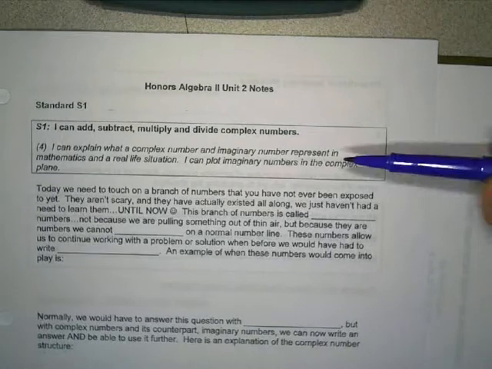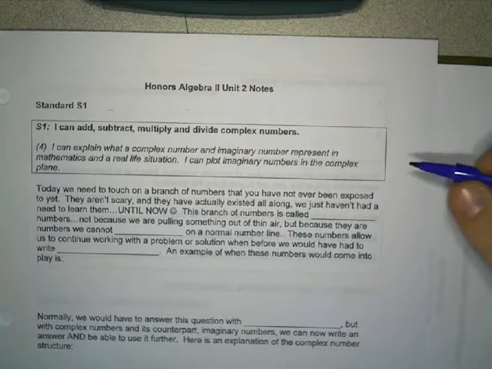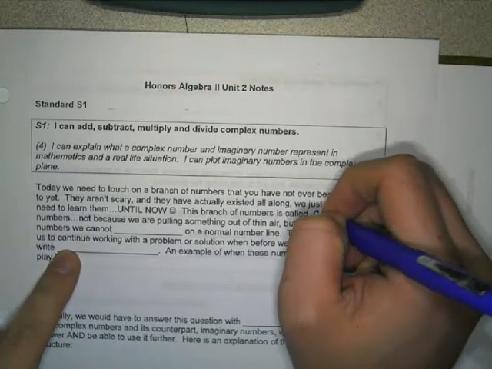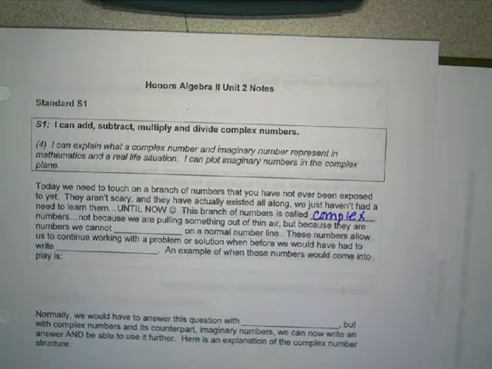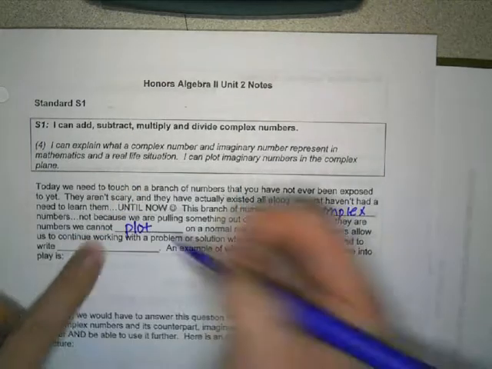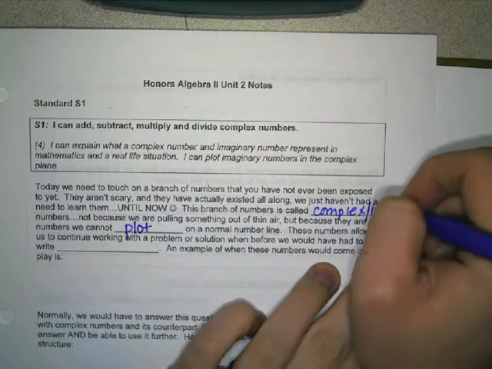Today we're going to touch on a branch of numbers that you've not ever been exposed to. They're not scary, but they've actually existed all along. We just haven't had a need to learn them until now. This branch of numbers is called complex numbers. Not because we're trying to pull something out of thin air, but because they're numbers we cannot plot on a number line. Sometimes complex numbers are called imaginary numbers.